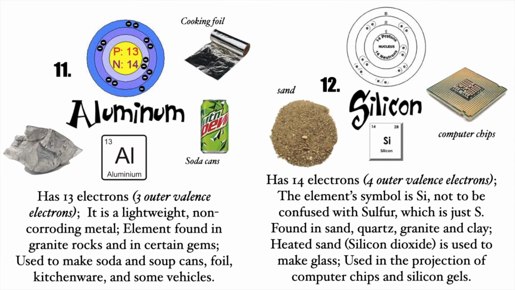Now we have silicon. Silicon is also found in sand, which is silicon dioxide, and can be used to make glass as well. And if you ever heard of Silicon Valley in California, this is basically referring to the silicon in computer chips, and also silicon gels. So the element symbol is Si. Please don't confuse this with S, which is sulfur.